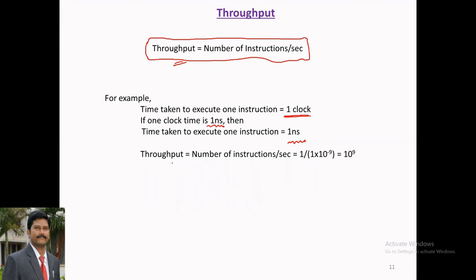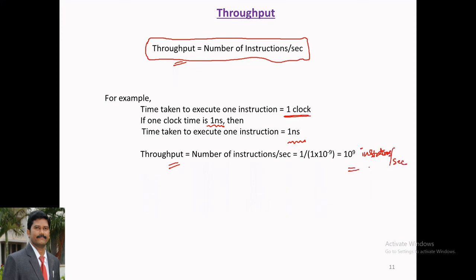That is the throughput. Now throughput equals the number of instructions per second, that is 1 by 1 into 10 power minus 9. That means 1 by 1 nanosecond, right? That equals 10 power 9 instructions it can execute per second.